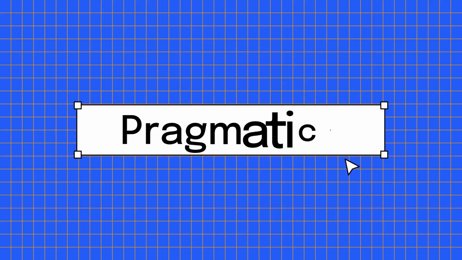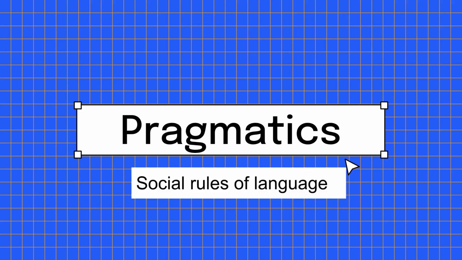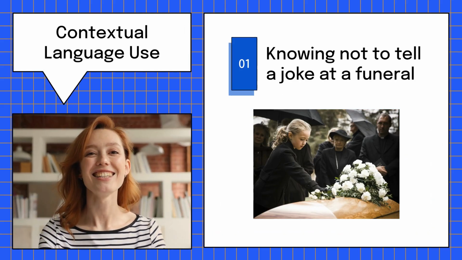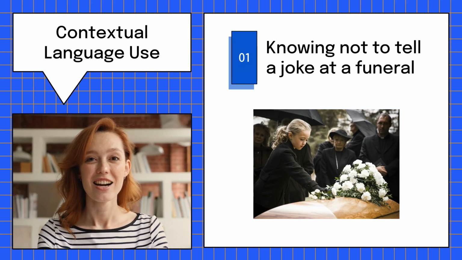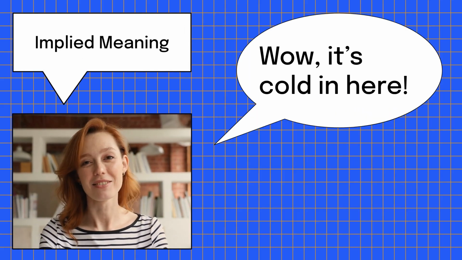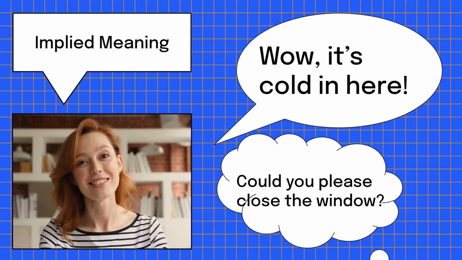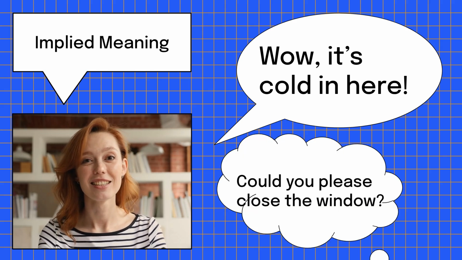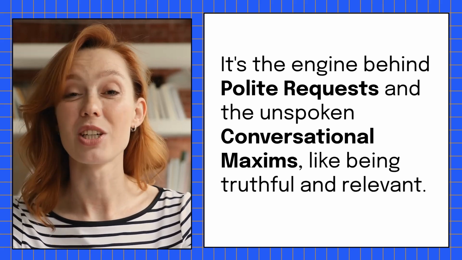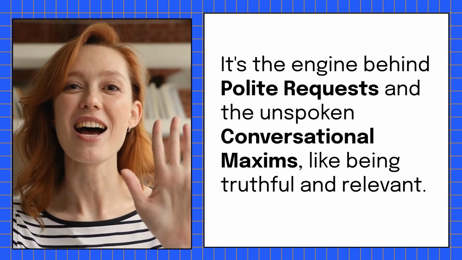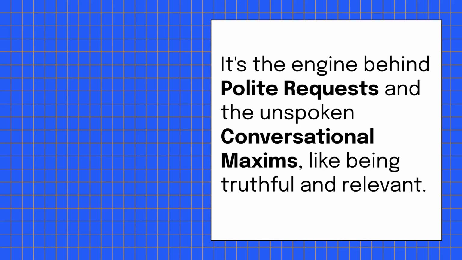So syntax is the rules, and semantics is the meaning. But language is more than that, right? We use it in the real world. That's pragmatics, the social rules of language. It's about contextual language use, knowing not to tell a joke at a funeral. It's about understanding implied meaning. When someone says, "Wow, it's cold in here," they might really mean, "Could you please close the window?" It's the engine behind polite requests and the unspoken conversational maxims, like being truthful and relevant.